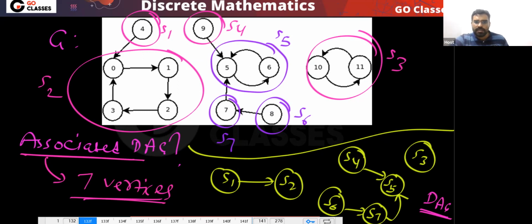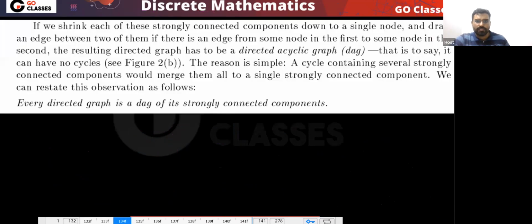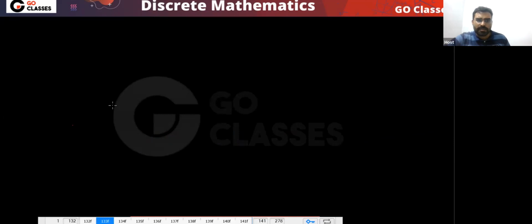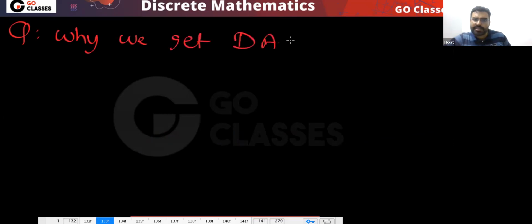Is this clear to everyone? Anyone has any doubt in this? Let me know. So this is the final point: if you shrink, you will definitely get a DAG. Remember that. Why? What is the reason? This is my question. Why do we get a directed acyclic graph?